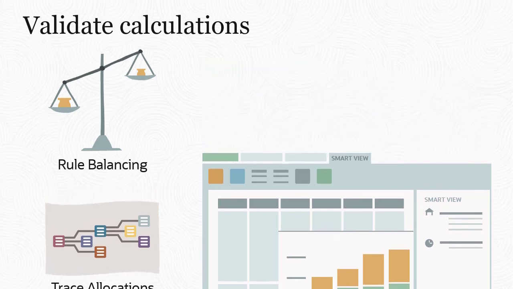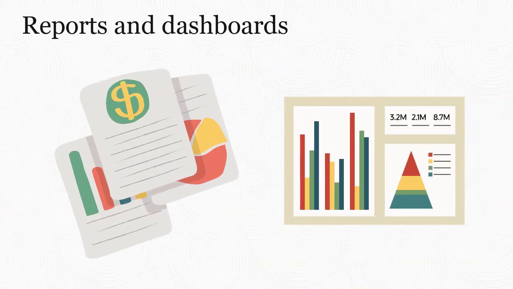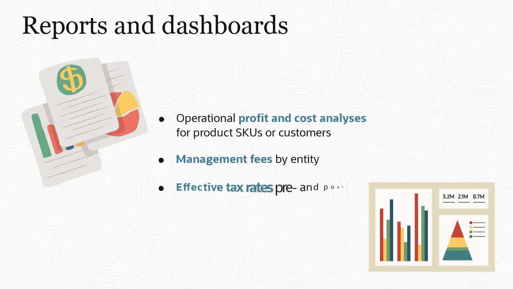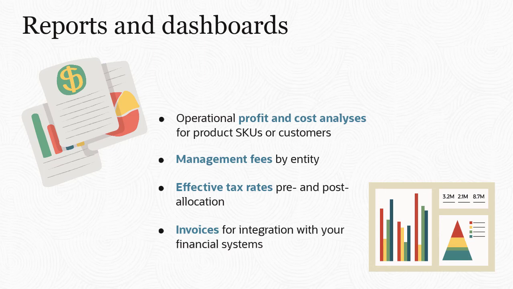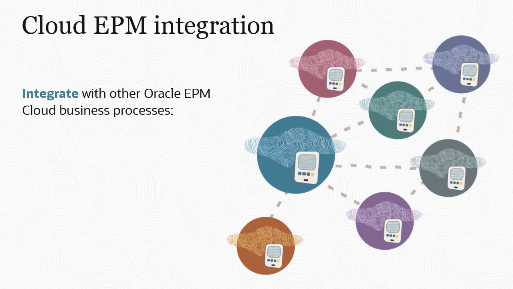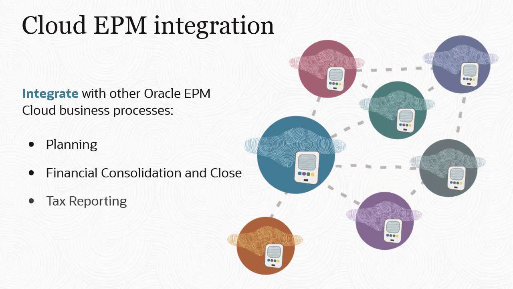You can set up reports and dashboards for a wide variety of analysis needs like operational profit and cost analyses at granular levels of data such as product SKU or customer, management fees by entity, effective tax rates pre and post allocation, invoices or outputs that you can use to create journals for integration with your financial systems. On top of all that, enterprise profitability and cost management integrates seamlessly with other Oracle EPM Cloud business processes like planning, financial consolidation and close, and tax reporting.